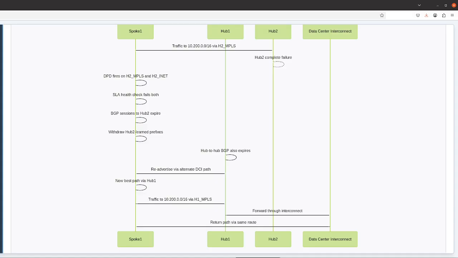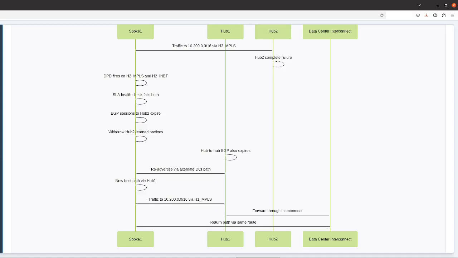At the BGP layer, the sessions from Spoke 1 to Hub 2 drop, and all prefixes learned from Hub 2, including the 10.200.0.0/16 prefix for Hub 2's data center, are withdrawn. BGP reruns best path. The same 10.200.0.0/16 prefix is still advertised by Hub 1, because Hub 1 learned it from Hub 2 via the hub-to-hub BGP session before the failure, and that prefix propagated to all spokes via route reflection.